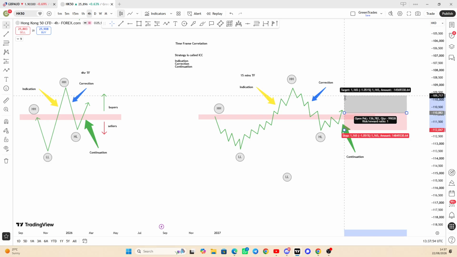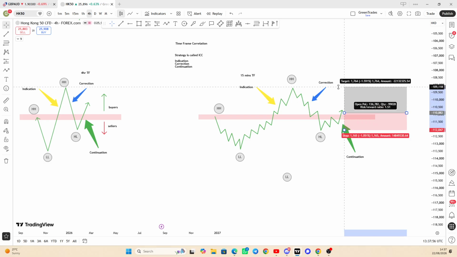And where will your target be? Your target will be the most recent high. So the high will be where you target first for your first take profit. And then obviously you can target any other higher highs that have been formed in the market. And you can put your stop loss where the recent low was, or you can even give yourself a little bit of space so that your stop loss is not necessarily tight.